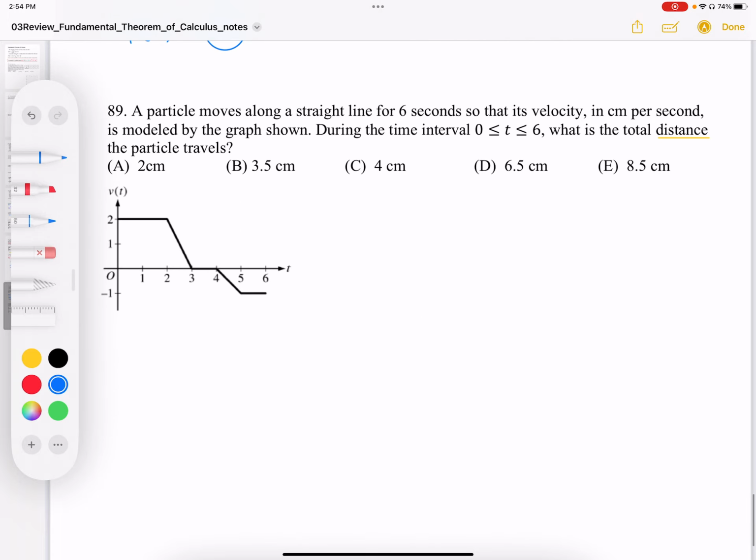This problem is also a multiple choice question from the multiple choice section on the AP exam. It says the particle moves along a straight line for 6 seconds, and the velocity in centimeters per second is modeled by the graph below. So again, we're talking about velocity, and the y coordinate is going to be the velocity, over a time interval from 0 to 6. What is the total distance the particle travels? We just have to make sure that we recognize that we're talking about distance. So distance is equal to the absolute value of the displacement.